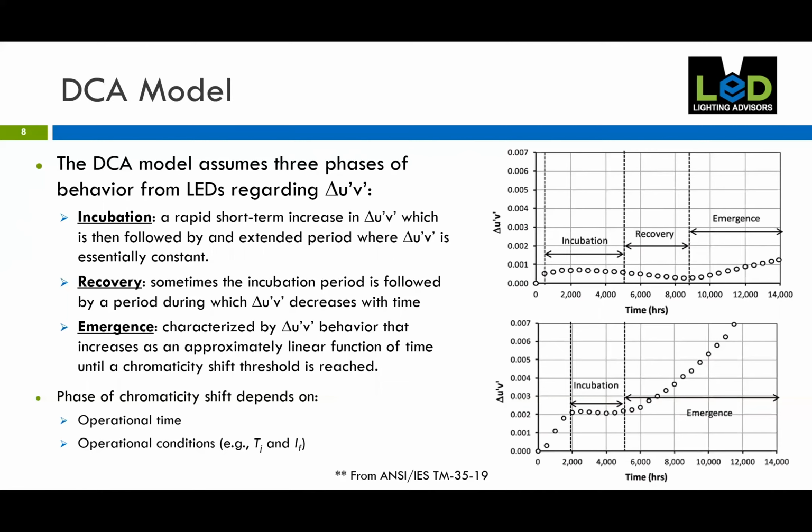And we see an approximately linear function of time increase of delta u'v' until you reach thresholds such as CS4 or CS7, where you hit the 0.004 or 0.007 point in the plot, and it's going past its useful lifetime in terms of chromaticity shift. But please know, on the lower graph, there's not always a recovery period observed in all packages. Sometimes you move straight from incubation into emergence, and often we see the recovery phase skipped at the higher stress levels.